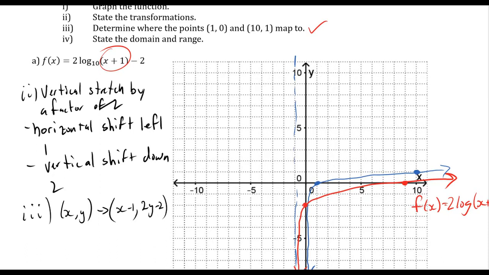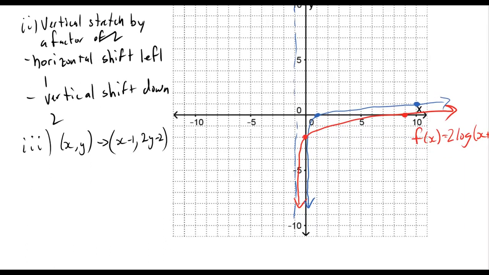So this point over here did start at (10, 1). So if I multiply 1 by 2, I get 2, minus 2 is 0, and that's where it went to. So it moved to the left 1 and then down 2. Right? So it does work. It will find those 2 points. It's an easy way to do it. It just doesn't help us understand the actual function a lot. It just kind of generates the graph.